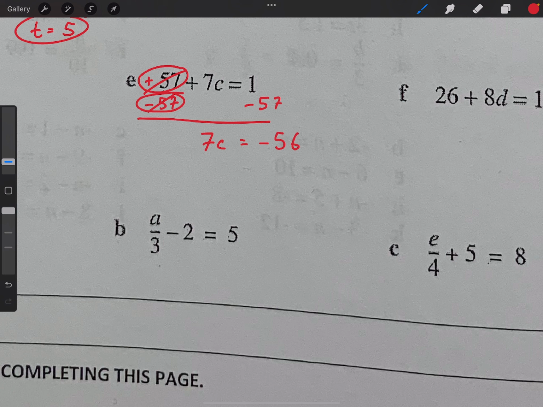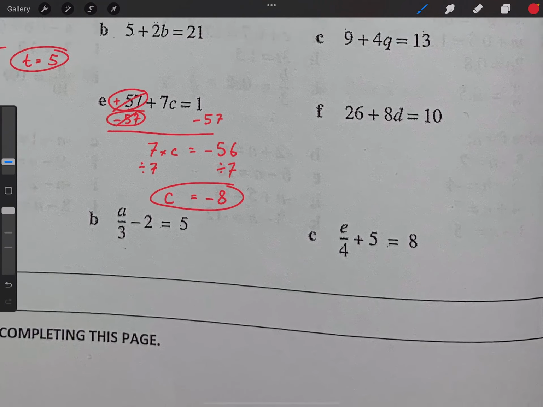Now we're going to divide each side by 7, because at the moment 7 is multiplied by c, and I want to get rid of that 7. So I do the reverse operation: if you multiply c by 7, you have to divide by 7 to get rid of it. So divide both sides by 7, and you're left with c on the left hand side. On the right hand side, minus 56 divided by 7 gives me minus 8, and that's the answer.